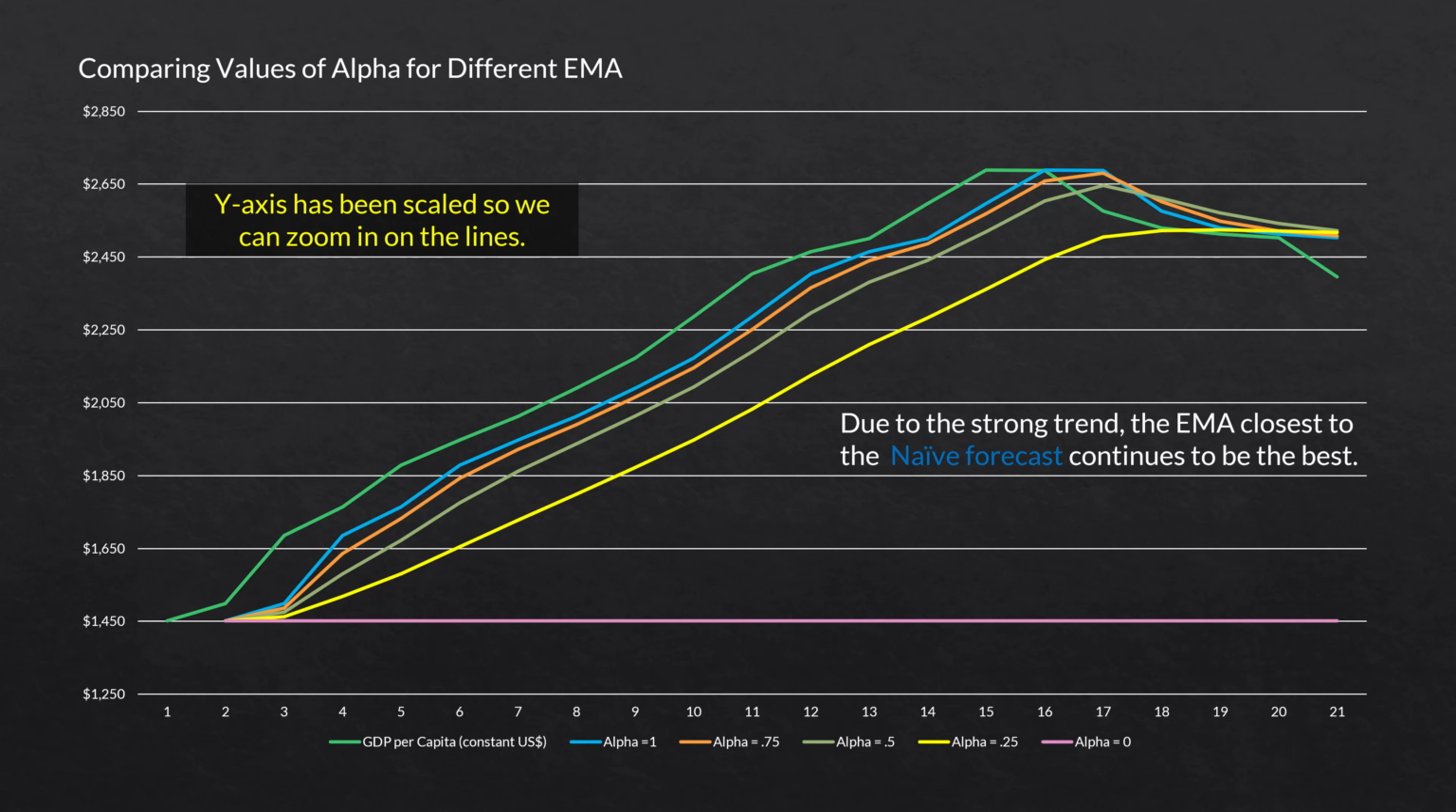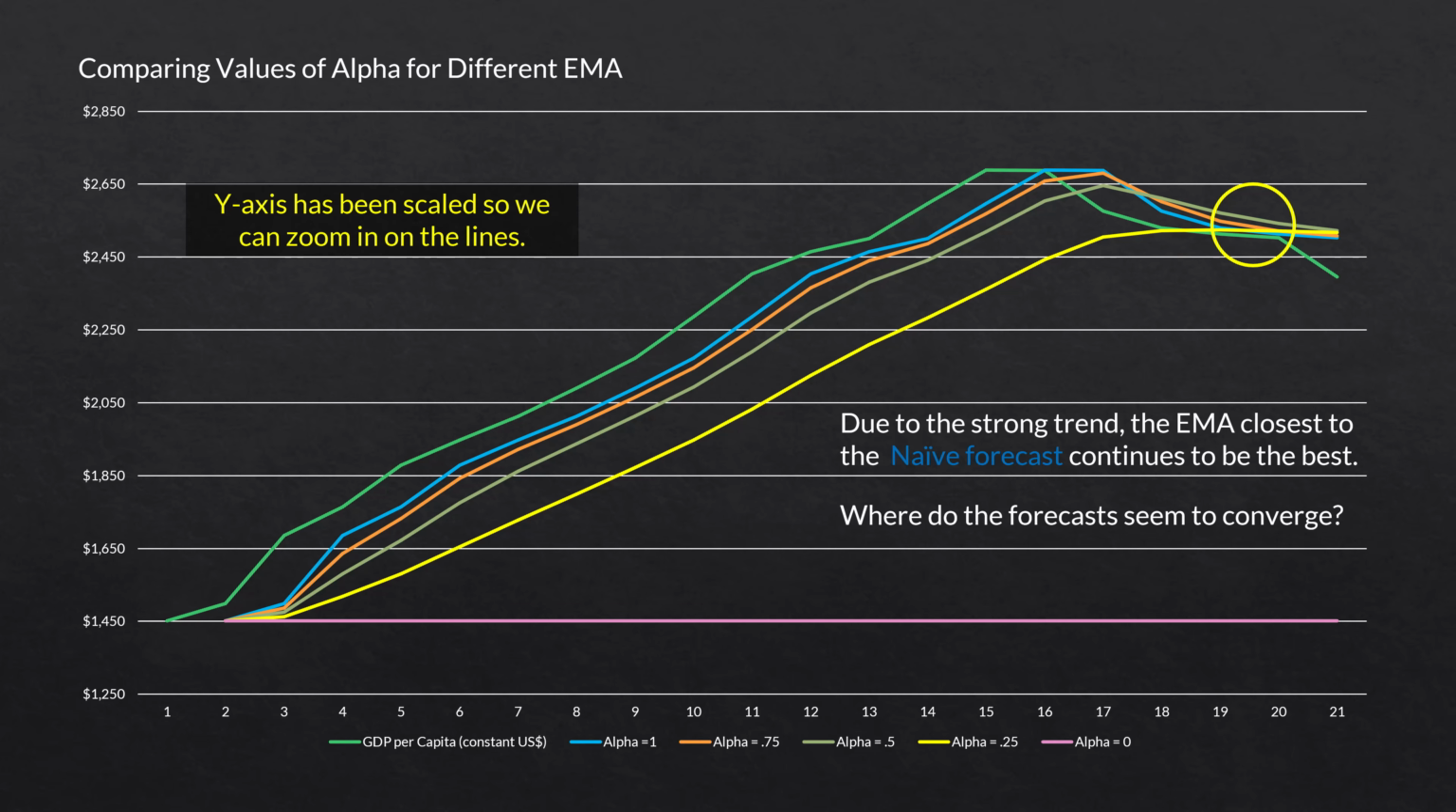The thing here is that due to the strong trend, the exponential moving average closest to the naive forecast continues to be the best. And one thing about the exponential moving average is that it does not do well with time series that have trends in them. While we won't get into it here, there's actually a technique that deals with this called Holt's method, H-O-L-T, Holt's method, that deals with the trend in an exponential moving average, but we'll get to that later. In this case, because of the trend, the alpha equals 1, or the naive exponential moving average, continues to be the best. Now, where do the forecasts seem to converge? Well, they converge over here on the right, towards the end.